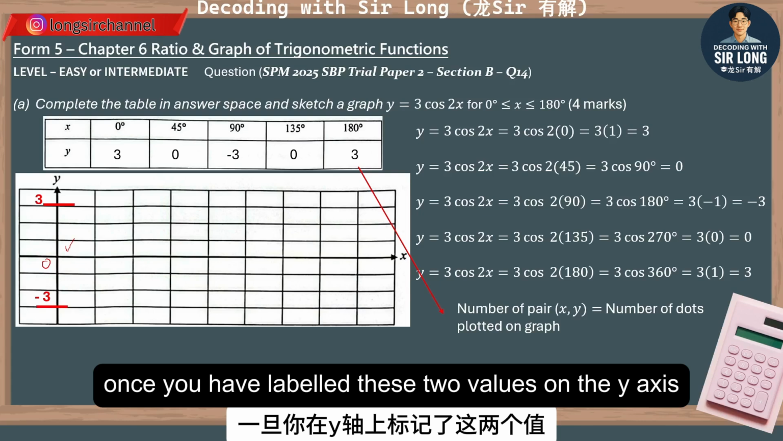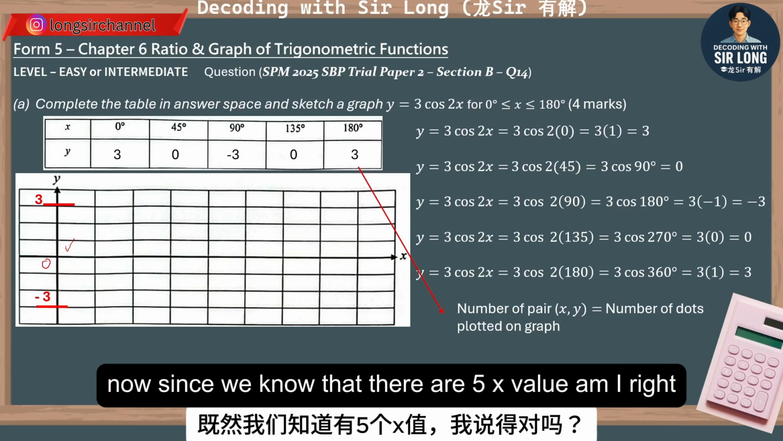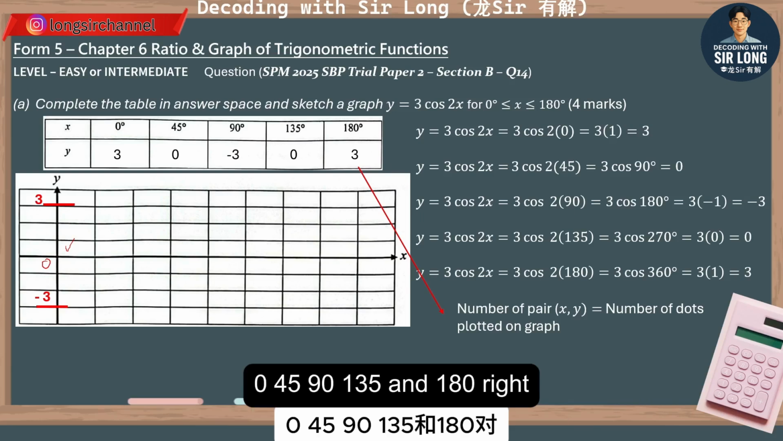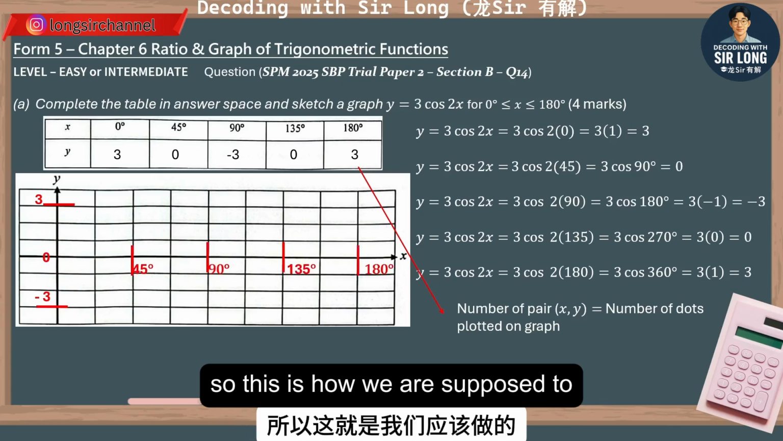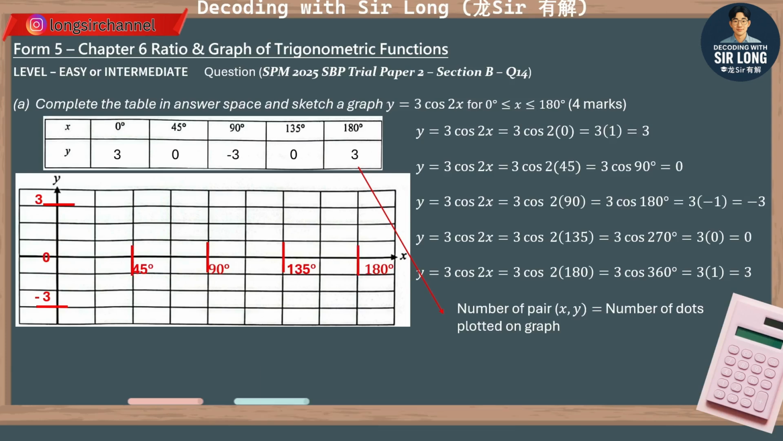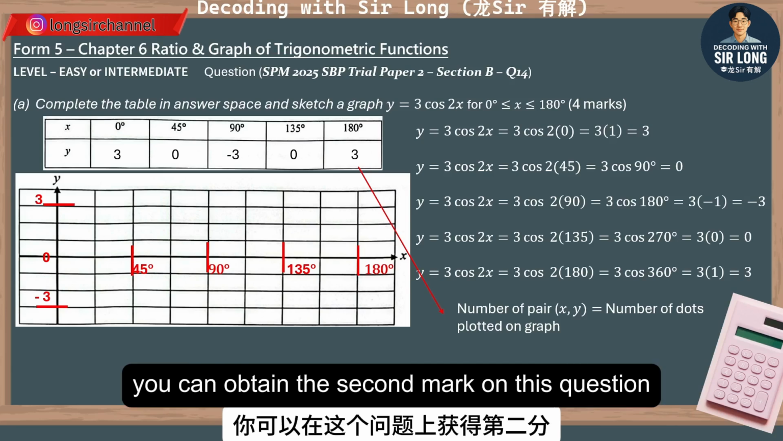Once you have labeled these two values on the y-axis, let's move on to the labels on the x-axis. Since we know that there are 5 x values, 0, 45, 90, 135, and 180, we just do it accordingly. This is how we label these 5 values: 0, 45, 90, 135 degrees, and 180 degrees. Once you have labeled them all, you obtain the second mark on this question, and we go for the next.